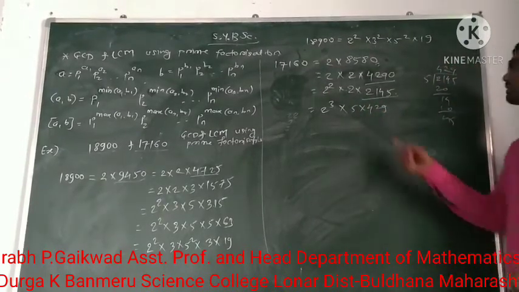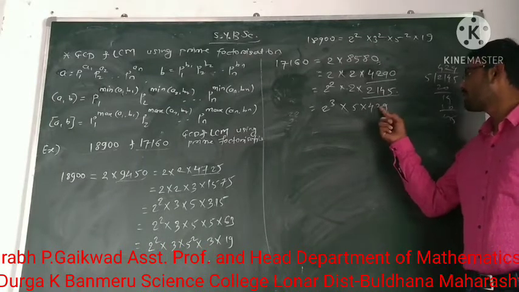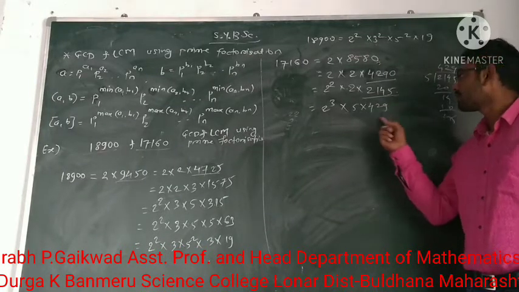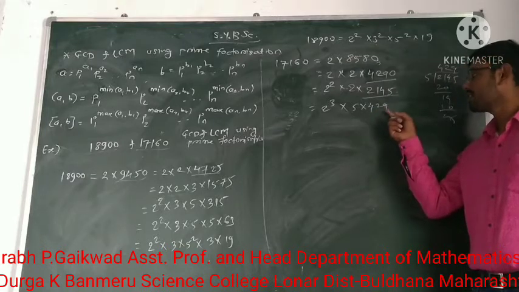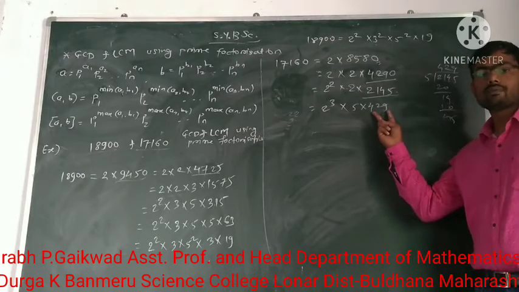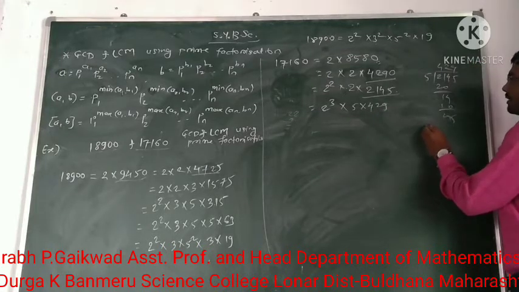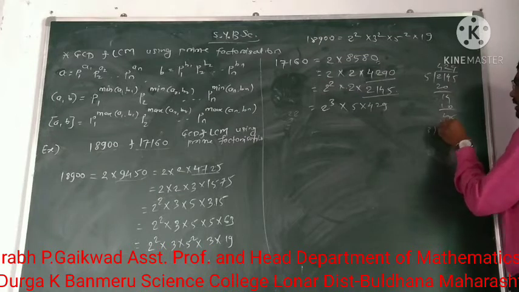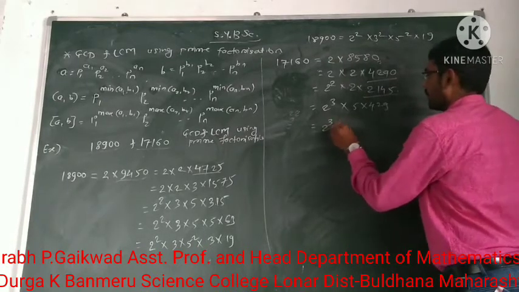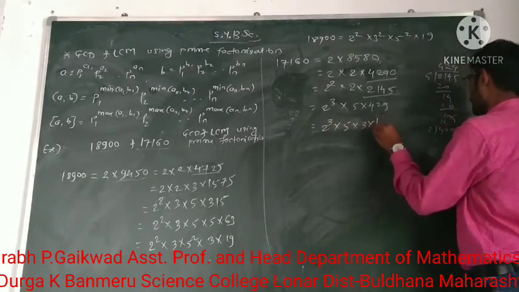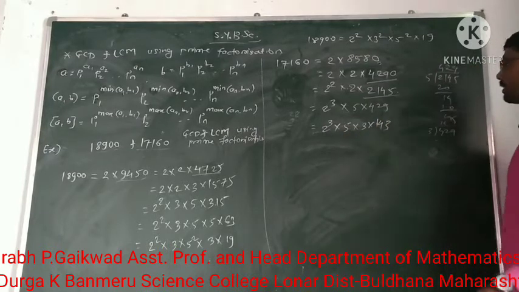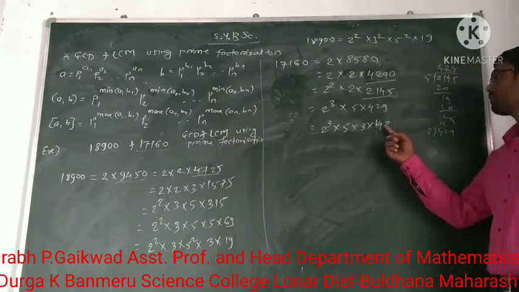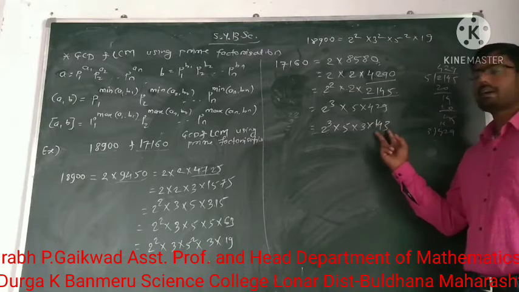Now look at this number 429. The sum of digits is 4 plus 2 is 6, 9 plus 6 is 15. So the sum is 15, and 15 is divisible by 3. So why do we test this? This number is divisible by 3. So we can divide 429 by 3. Then we get 143. So 2 cube into 5 into 3 into 143. Again 4 plus 3 is 7, 7 plus 1 is 8. Now this number is not divisible by 3.